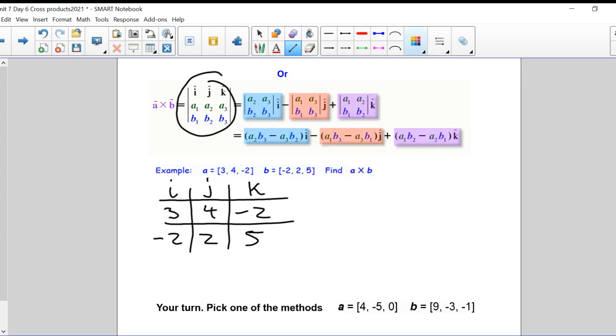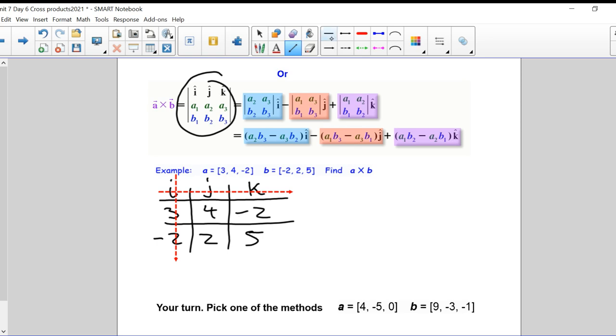So I want to get the I column, all right? The number that comes from the I. So what I'm going to do is put a line through here and put a line through here, right? So I'm in a sense crossing out the I, all right? And then I'm going to take these 4 and create my first number.